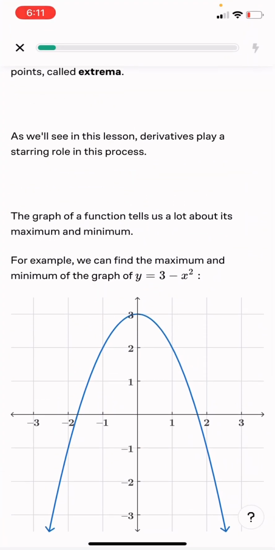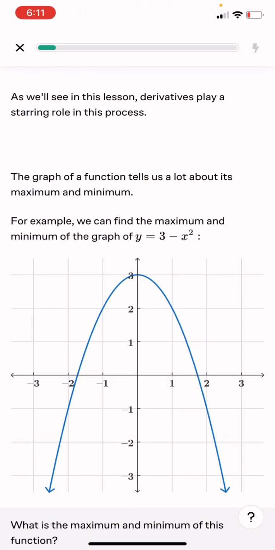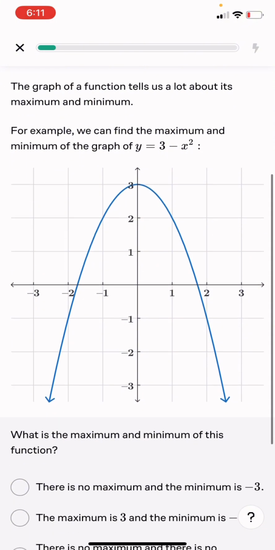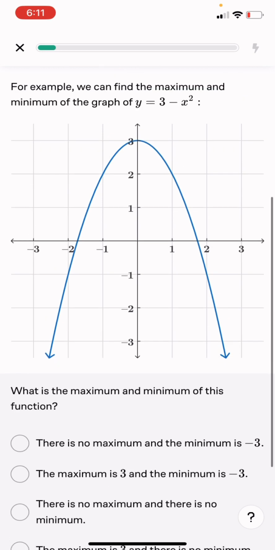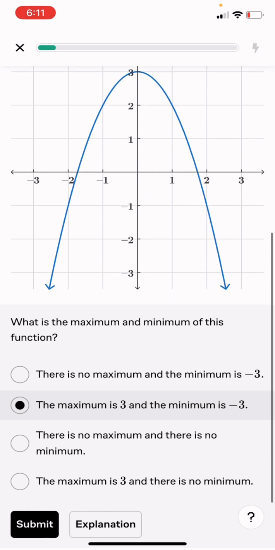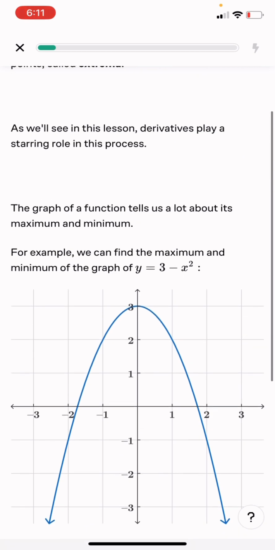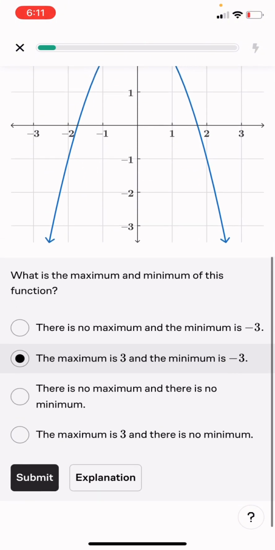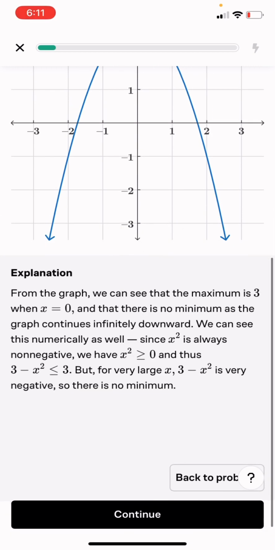The graph of a function tells us a lot about the maximum and minimum. For example, we can find the maximum and minimum of the graph y equals 3 minus x to the second power. What is the maximum and minimum? I would say this. Well, would there be considered a minimum? Here, let me go with it. I was thinking, but it kind of looks obvious that isn't.